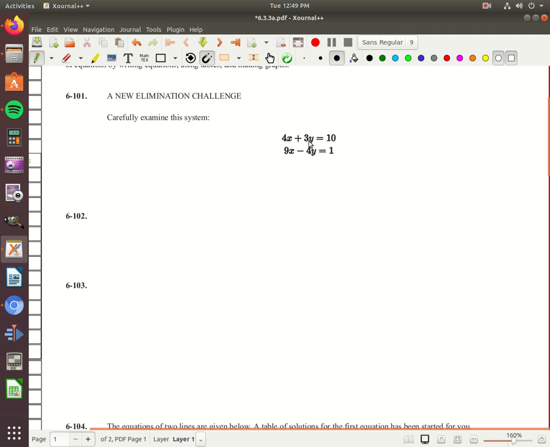So to me, I think the easiest thing to do would be to multiply the top by 4 and the bottom line by 3 and eliminate those y's. But again, there's an infinity of ways you can do this. You do not have to choose this one.